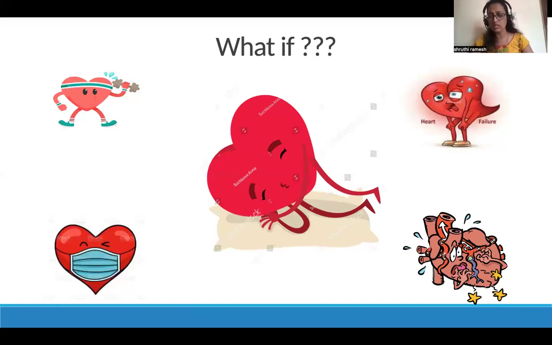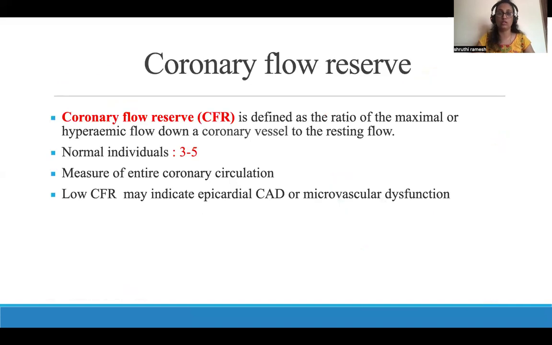So here come a few pathological conditions, termed coronary artery diseases. It can be because of atherosclerotic change or a thrombus or a coronary spasm. But before going into this, I would like to mention a little bit about the coronary flow reserve.